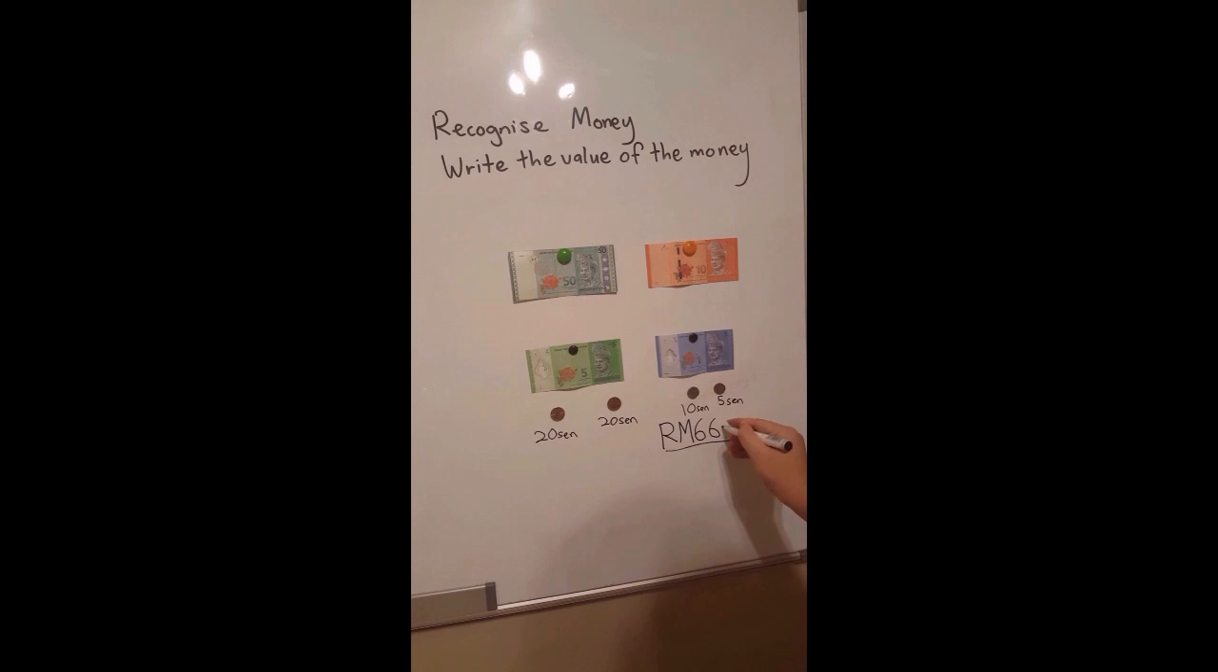Now what about the cent? Right, we have 20 cent plus 20 cent, we have 40 cent. 40 cent plus 10 cent, we have 50 cent. 50 cent plus another 5 cent, we have 55 cent. So in total we have 66 ringgit and 55 cent.